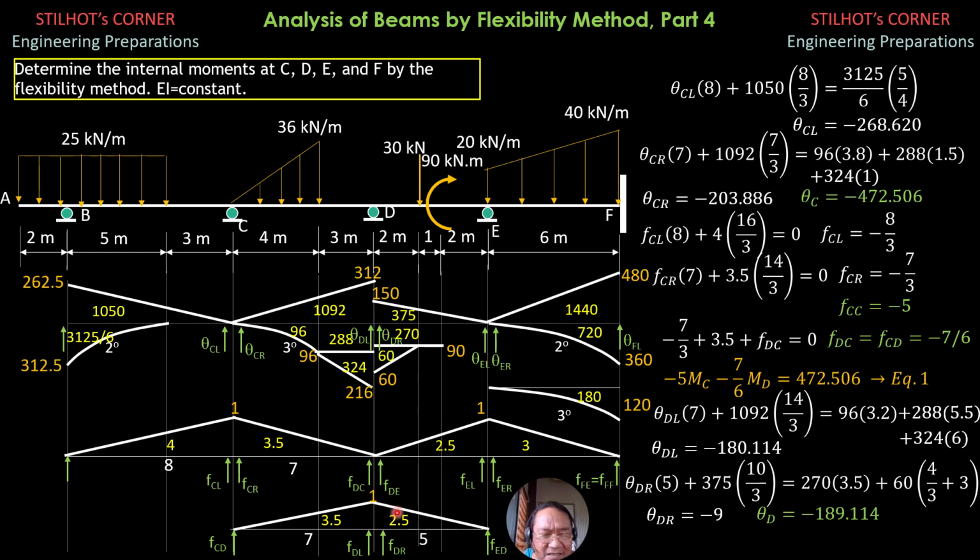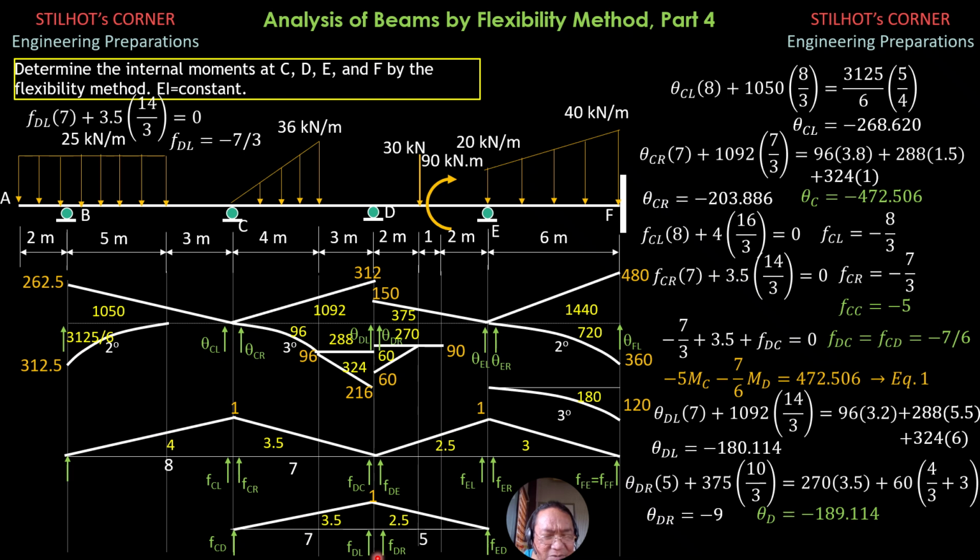Then for the force coefficients, FCD, FDC already computed. It is equal to negative 7 over 6. So let's solve for FD left, FD right, and FED, which is the force at E due to the unit displacement at D. And FED by Maxwell's reciprocal deflection is also equal to FDE. So first, FD left. So FD left times 7 plus 3.5 times 14 over 3 equals 0. So FD left equals negative 7 thirds.